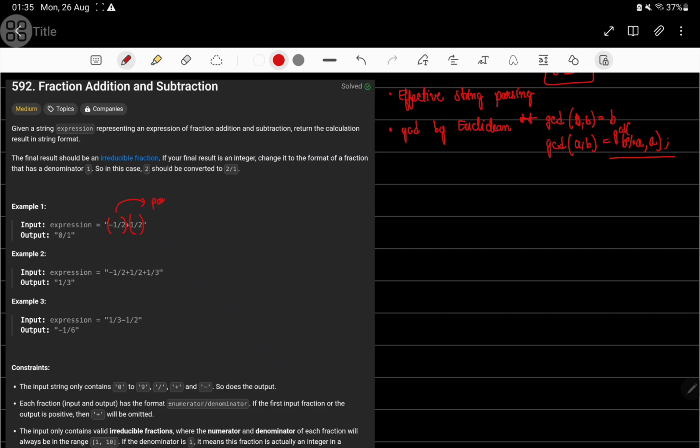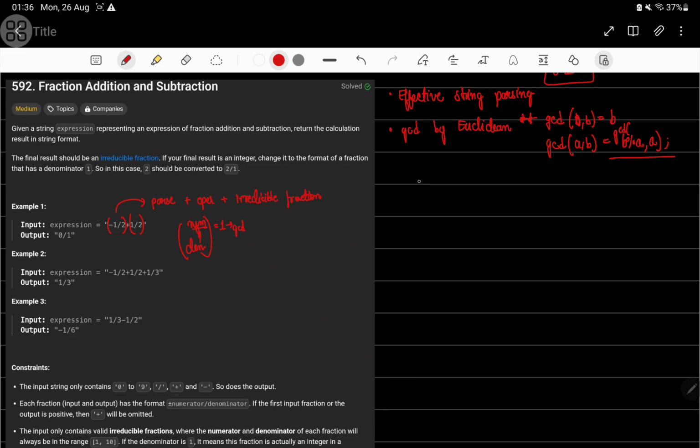So parsing of the string is required, and then we need to do whatever operation it needs, and then we need to convert it into irreducible fractions, which means that the GCD of the numerator and the denominator would be 1. So now we can directly look at the solution of what has to be done over here.